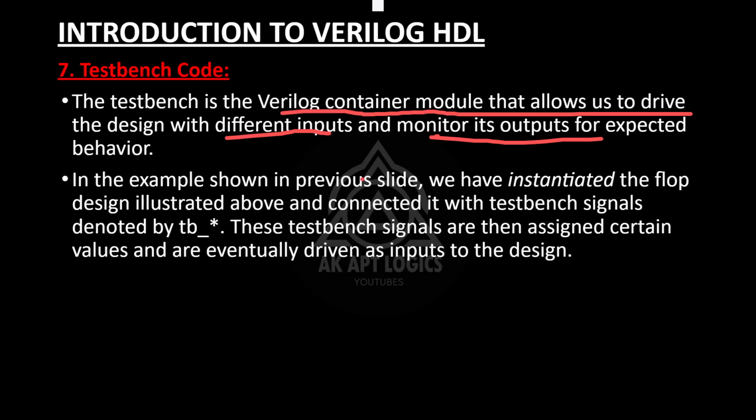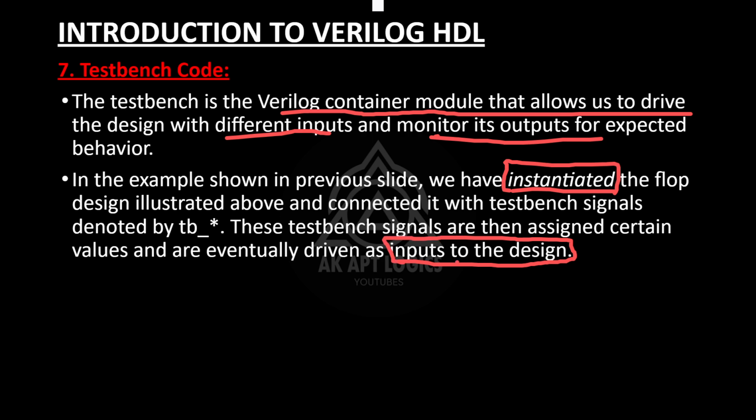Okay. We have instantiated the flop design. Flop instantiation means calling the particular design. We have instantiated and connected it with testbench signals. The testbench signals are then assigned certain values and eventually driven as inputs to the design. Right? Why are the testbench inputs driven to the design?